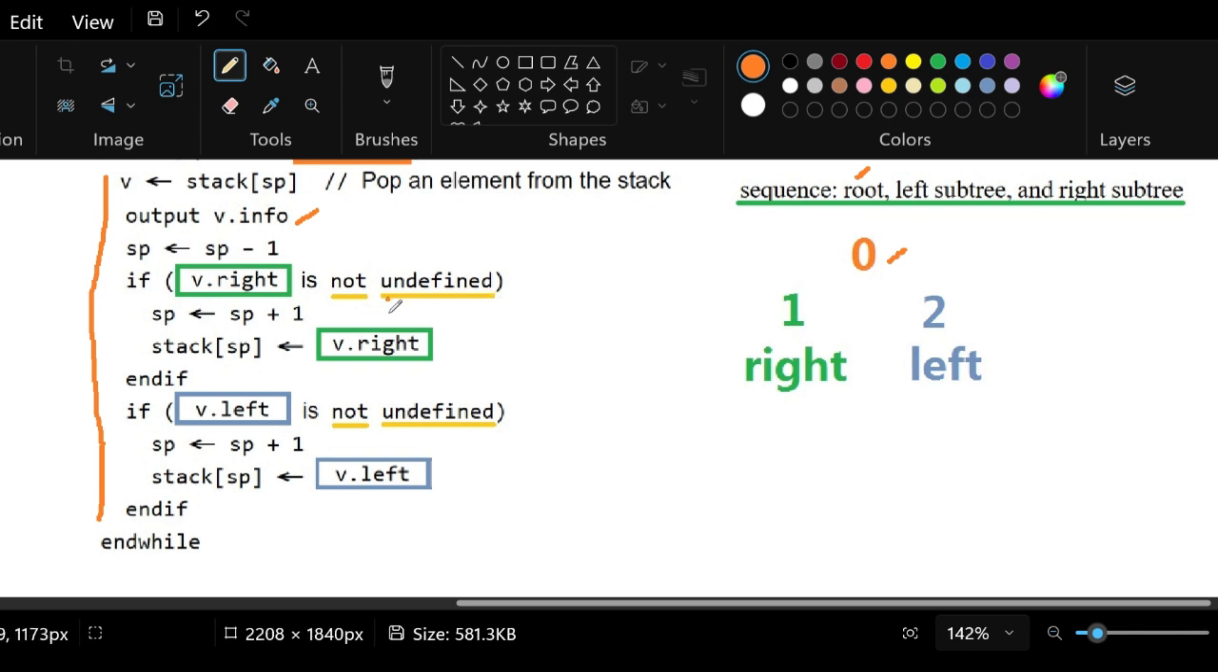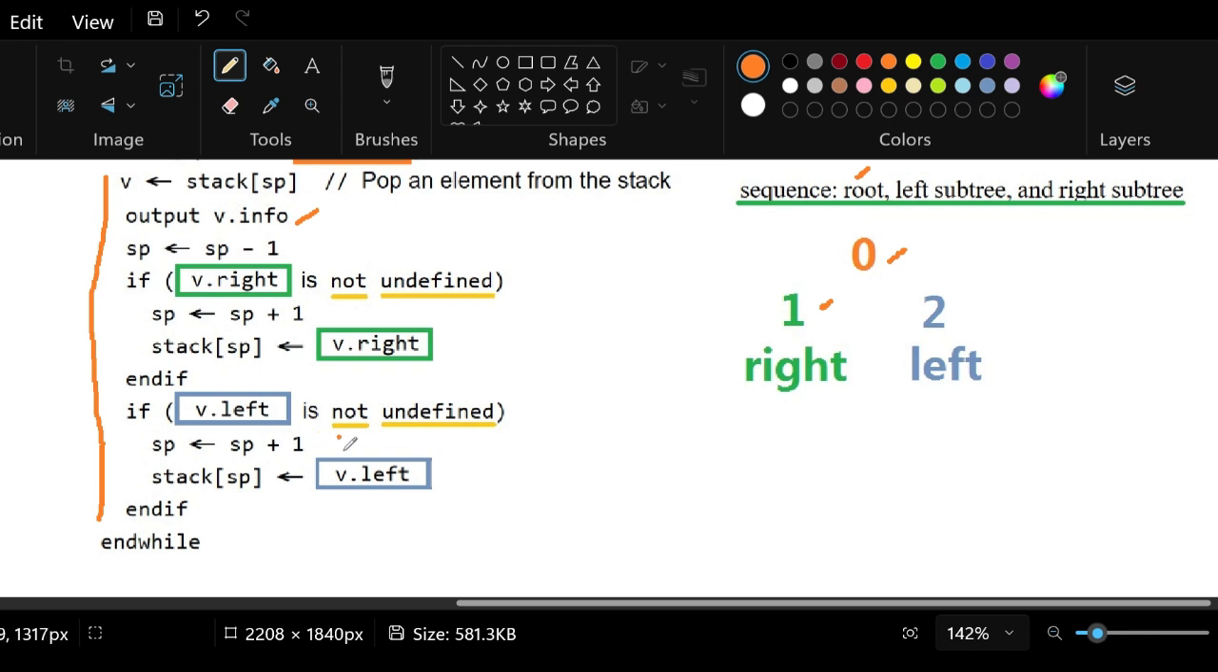And if it does have an element, then we have to do a +1 to our currently 0 SP, so that it's now 1. And that's why the V, the element to the root's right, would be at 1 now, at 1 of the stack. Previously it was the root, now it's going to be the right element.